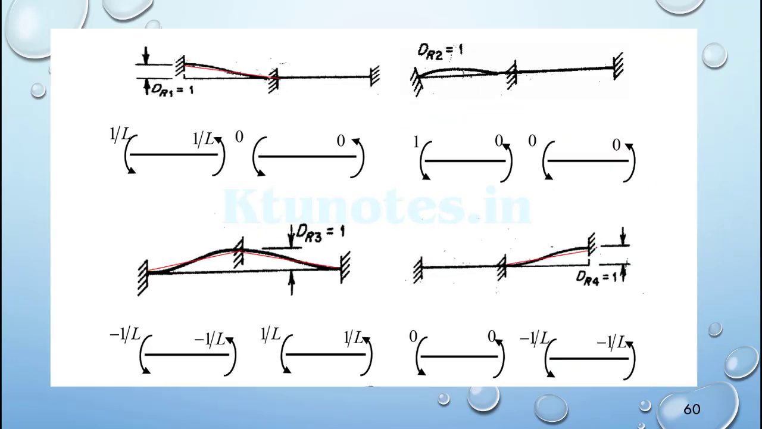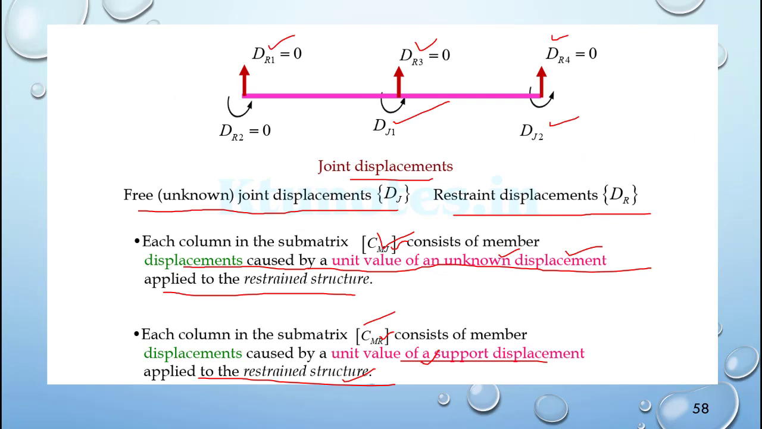Similarly, we can apply for the support displacement also. So we have basically 4 restrained displacements: dr1, dr2, dr3, and dr4. The first one, dr1, will be support settlement, dr2 will be support rotation, dr3 will be support settlement, and dr4 will be support settlement.